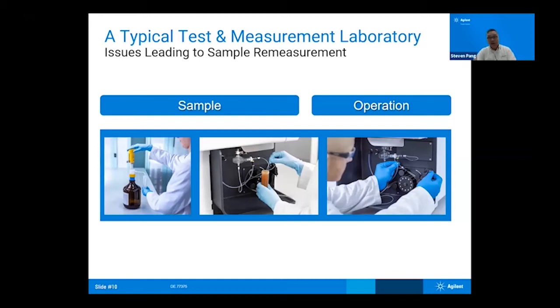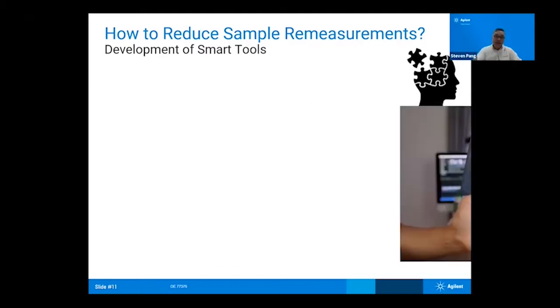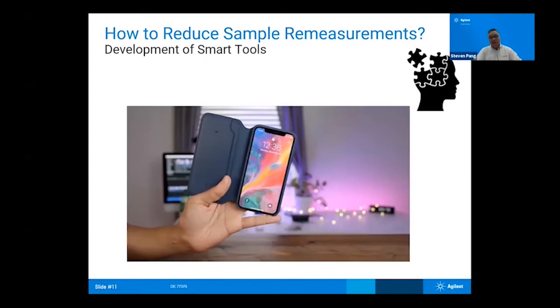So the new smart ICP-OES from Agilent has the capability to give you some troubleshooting tips and tricks that you can do to overcome the plasma ignition failures. Now, obviously, to do this, we have to create what we call smart tools. Now, these smart tools are no different from our smartphone.